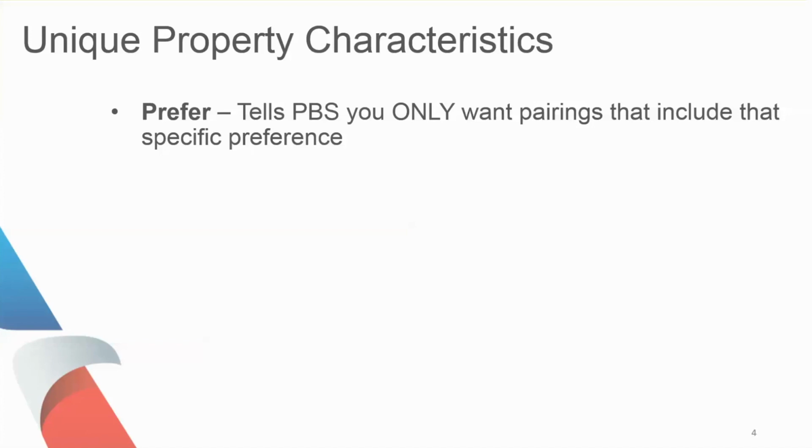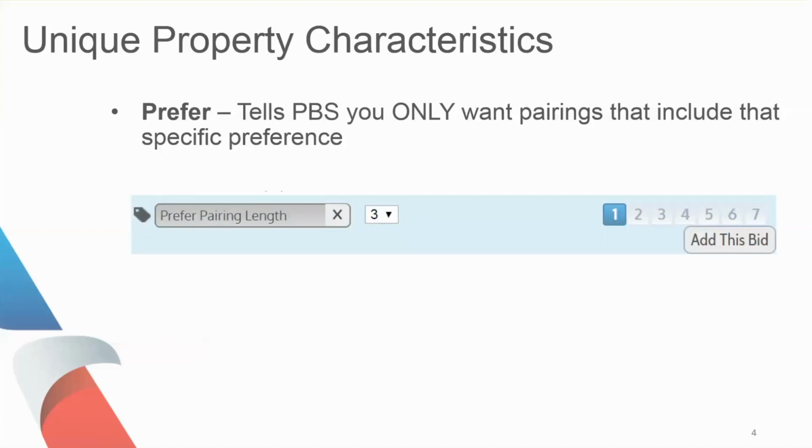Properties have some unique characteristics. Understanding these will help you with your bidding strategy when putting properties together. Prefer tells PBS you only want pairings that include that specific preference. This example shows the property prefer pairing length and the preference is 3, telling PBS I only want pairings that touch 3 calendar days.